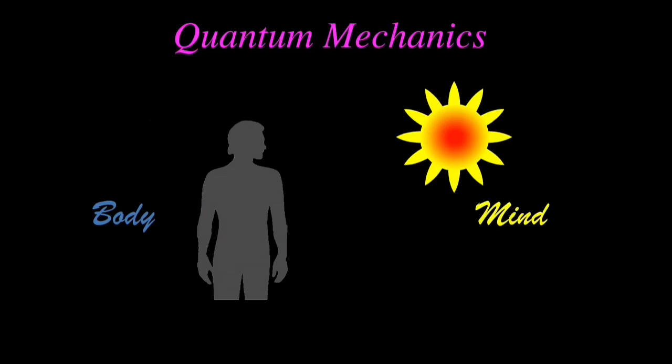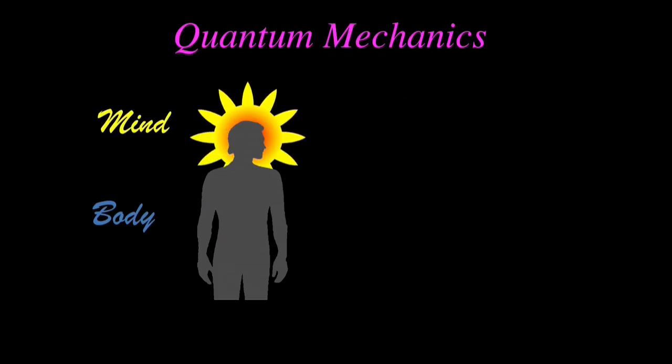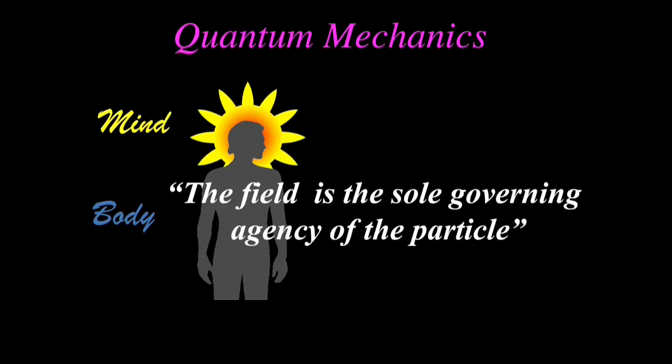And why is that relevant? Because mind is no longer separate from body. Mind is over body. And I mean over body in this regard. We go back to Einstein's quote, the field is the sole governing agency of the particle. And now I say, well, the mind is generating a field. So I say the mind is the sole generating agency of the particle called the body. So the mind controls the body, and it does so through electromagnetic fields.